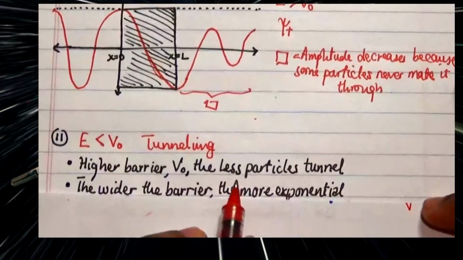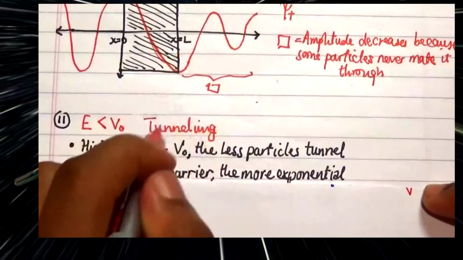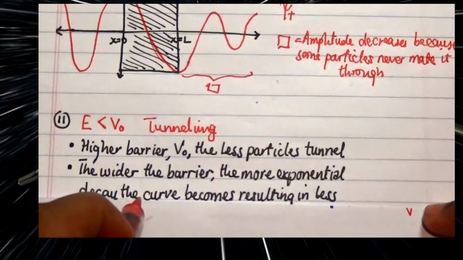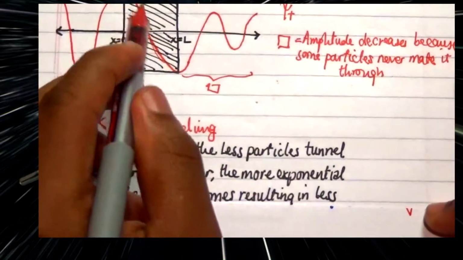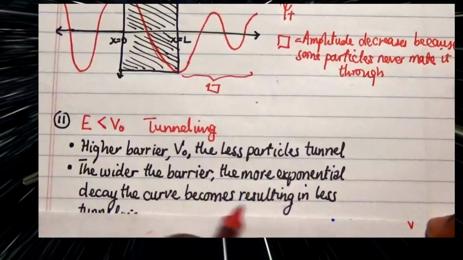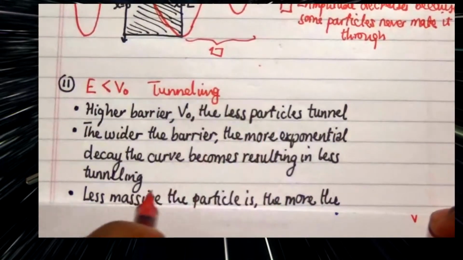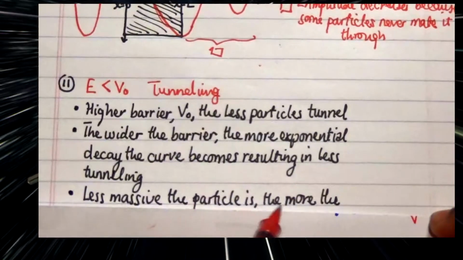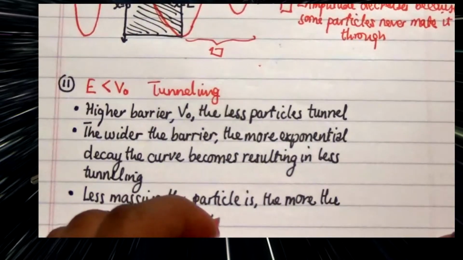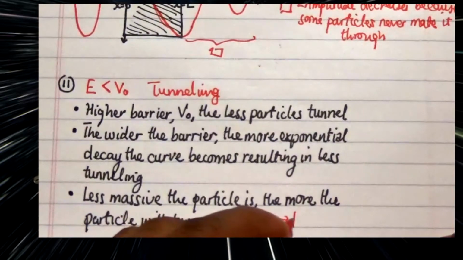Next, the wider the barrier, which is the increase in our L value, the more exponential decay in our curve, thereby resulting in less tunneling. And finally, the less massive the particle is, the more particles will tunnel. This is applicable to isotopes, for example the case of hydrogen.